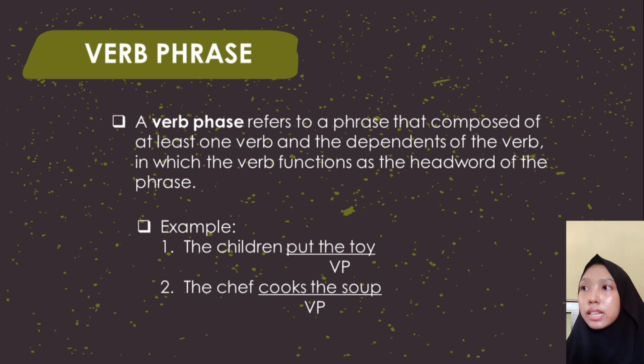Next, verb phrase. A verb phrase refers to a phrase that's composed of at least one verb and the dependents of the verb, in which the verb functions as the head word of the phrase. Examples: 1. The children put the toy. Put the toy, VP. Number 2. The chef cooks the soup. Cooks the soup, VP.